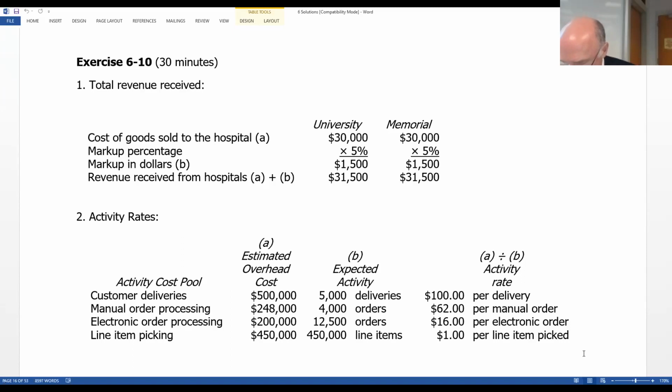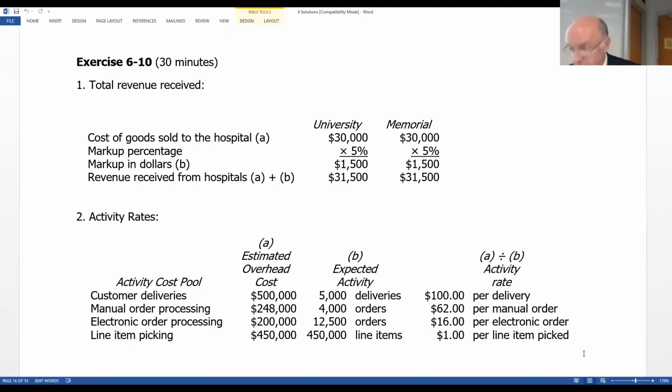And then other organization sustaining costs, 602. We don't divide that by anything because that's organization sustaining, right? Which means we don't allocate it. Worley gathered the data below for 2 of the many hospitals that it serves, University and Memorial. Both hospitals purchased a total quantity of medical supplies that cost Worley $30,000 to buy from manufacturers. So the cost from manufacturers is the same. If they add 5% to that, they get whatever they get. But the cost structure is different here because the number of deliveries, University was 10 versus Memorial 25. Each time they make a delivery, it costs money.